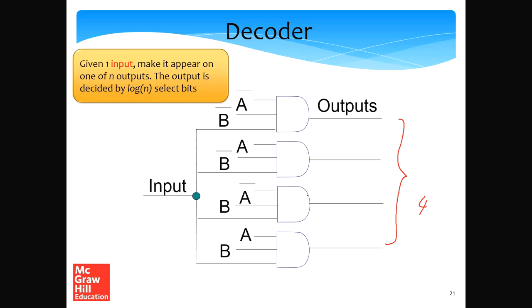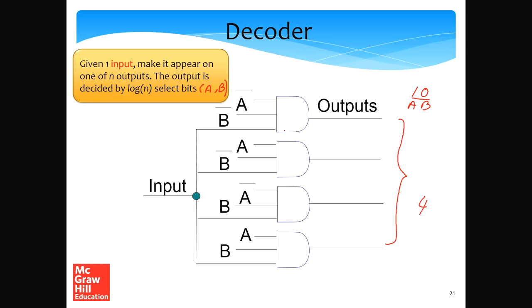We want to make this input appear in any of the 4 outputs based on the values of the select bits A and B. Let us assume that the select bits are 1 and 0, which means that A is 1 and B is 0. So we want it to appear on the output that corresponds to 1, 0. Let's see how this works.